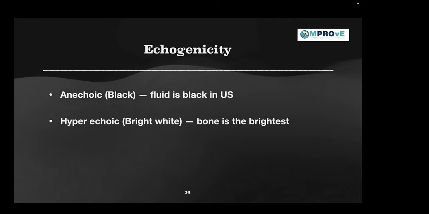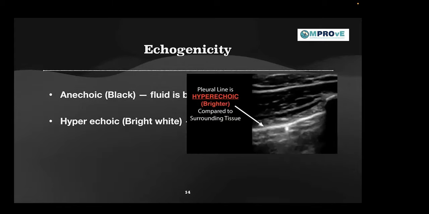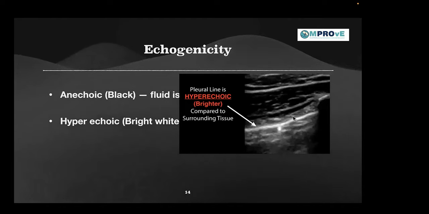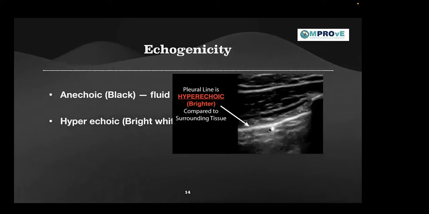Then hyperechoic, bright white. Anything that reflects most of the ultrasound waves will give you a bright white color. Bone is the brightest, as you can imagine, and so is the pleural line. So that's your pleural line, and it appears hyperechoic compared to the soft tissues in the vicinity because the sound waves pass through, then hit the pleural line and are reflected. So it gives you the bright image.